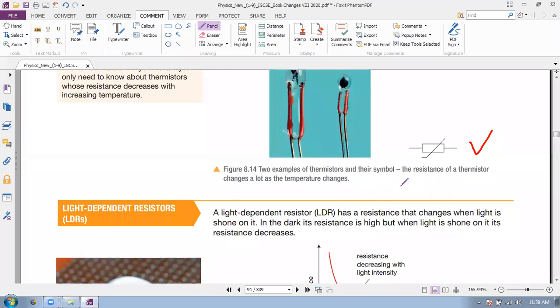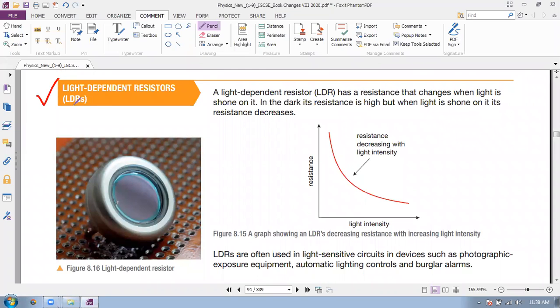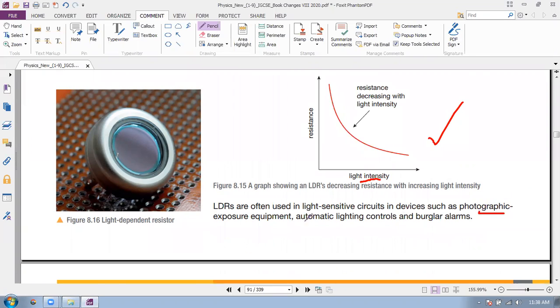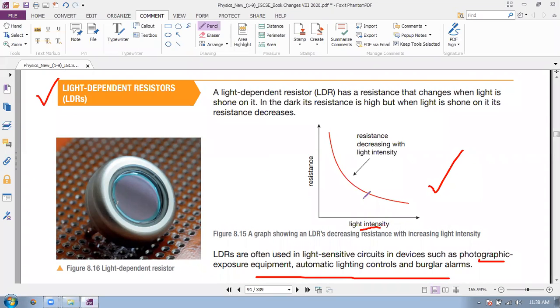This is the symbol. Then comes the light dependent resistor, same thing, just like the thermistor. When light intensity increases, when light falls on a light dependent resistor or LDR, resistance decreases and more current flows. It is used in photographic exposure equipment, automatic lighting controls, burglar alarms, etc. These are some practical examples. I repeat once again, when light falls on an LDR, the resistance of the LDR decreases, and more current flows through it.